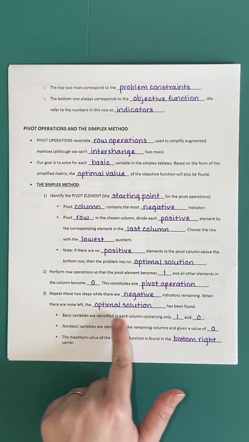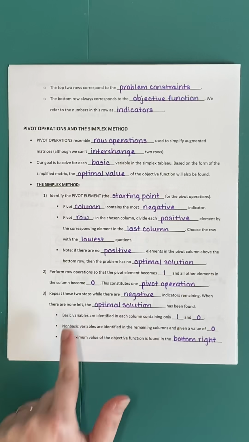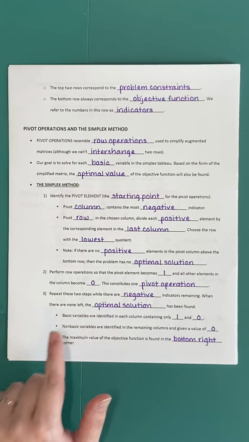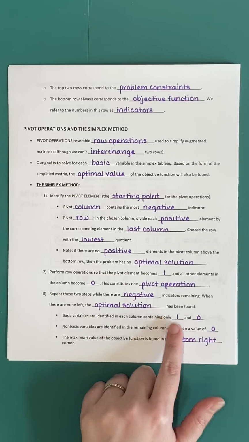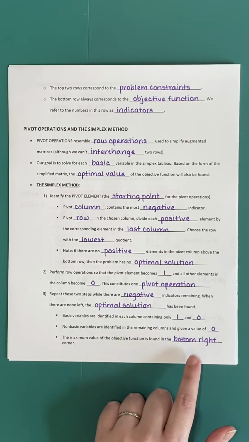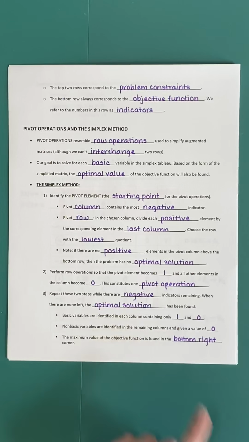So the basic variables, how do we know what the basic variables are? Remember, those are going to be the ones we base our solution on. Those are the ones that actually impact the values for our linear programming problem. We can identify those by finding the columns that only have a 1 or a 0. So once we do all these pivot operations, it doesn't mean we're going to have a whole matrix with 1s and 0s. On the contrary, more than likely we will still have several columns that have non-0 and non-1 elements.